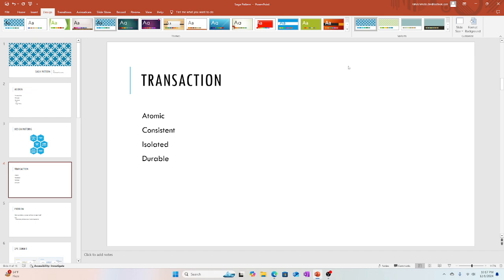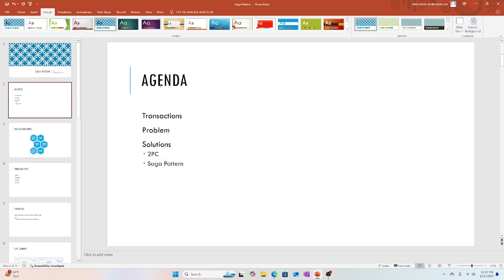Today we will start to understand the Saga pattern. So let's see today's agenda. First, we start with the transaction. What is a transaction, and what's the problem we are facing in microservice architecture? And we will start with some solutions that will help to achieve distributed transaction atomicity. There we have two solutions, the 2PC and the Saga pattern.